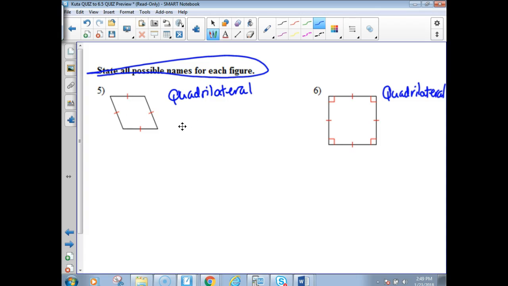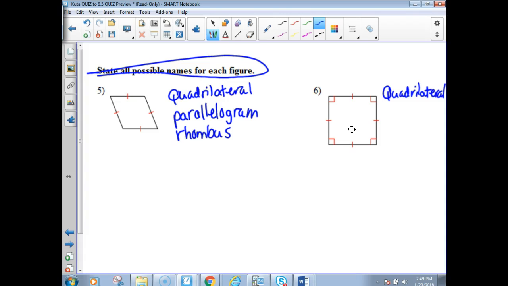Okay, it's got 4 equal sides, so yeah, it's a rhombus, but before a rhombus, we could have called it a parallelogram because a rhombus is a parallelogram. Now, I'm not going to worry about what order these are in as long as you have all 3. Okay, so you need all 3 of those answers because it can be called all of those things.